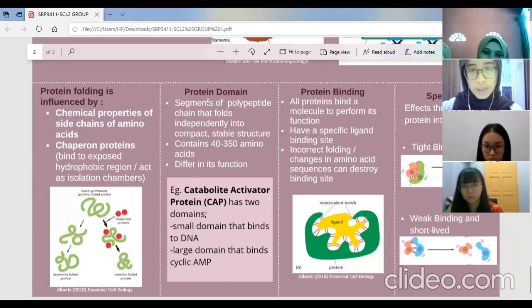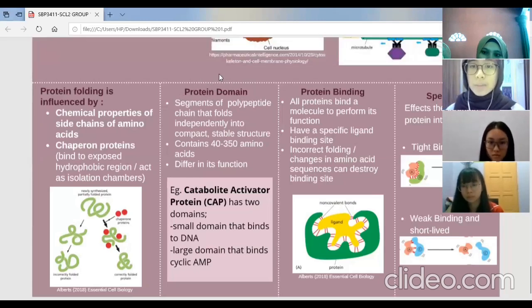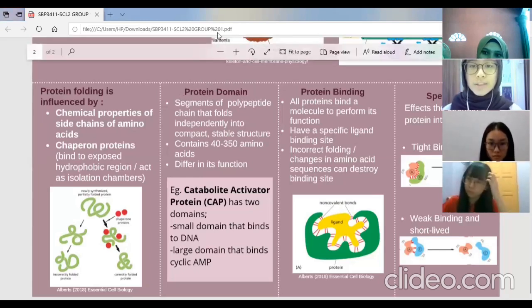Next is the protein domain, which is the segment of a polypeptide chain that folds independently into a compact, stable structure. Each domain consists of 40 to 350 amino acids, and each of them will differ in its function. For example, the CAP has two domains, where one binds to the DNA and the other binds to the cyclic AMP. So the binding to these two domains will promote the expression of genes.